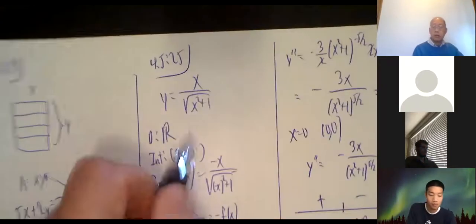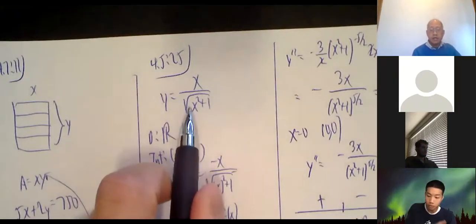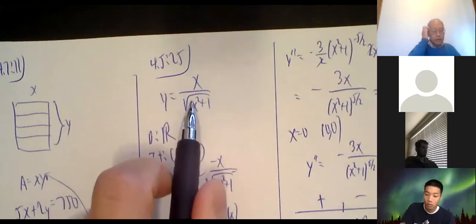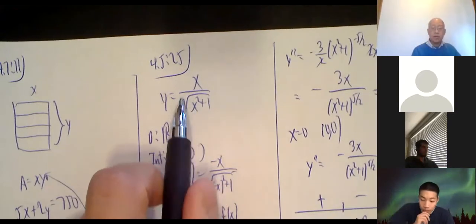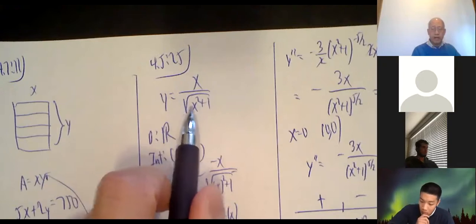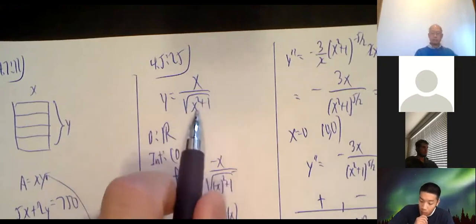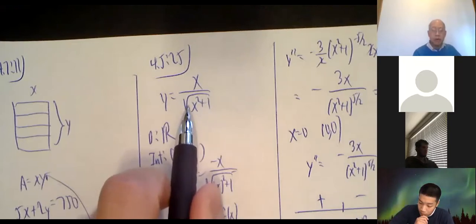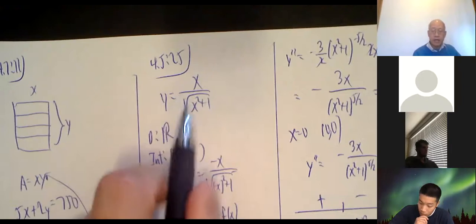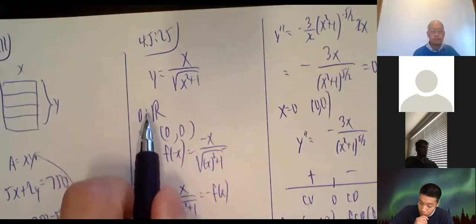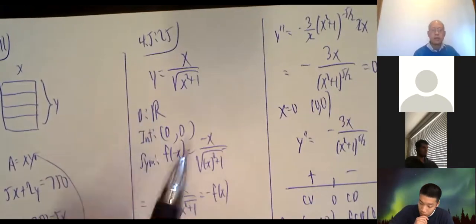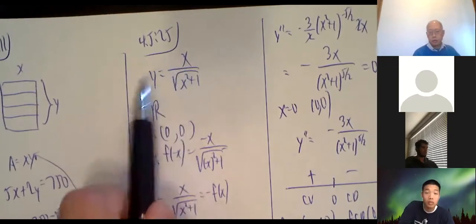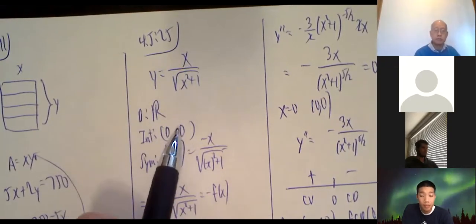Domain. Okay, it is a fraction, so I have to be careful that I'm not taking the square root of 0 or of a negative, but that's not possible. Look at x squared plus 1. x squared plus 1 is always positive. It can never be 0. I can take its square root. So the domain is all real numbers. Intercepts, plug in 0, you get 0. 0, 0.